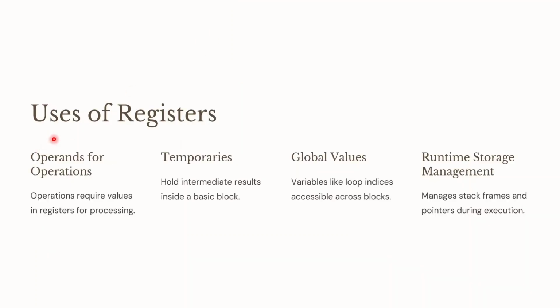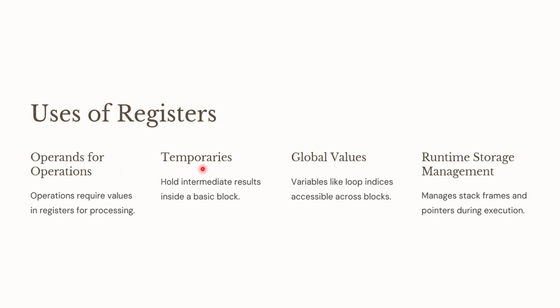So next one is the uses of a register. In that there are four uses. First one is operand for operation. To perform an arithmetic operation like x = y + z, both y and z need to be in registers. Example, move r1, x. We assign x in the r1 register. Move r2, z, we move z into r2. Then add both r1 and r2 into the r3 register and we assign x = r3.